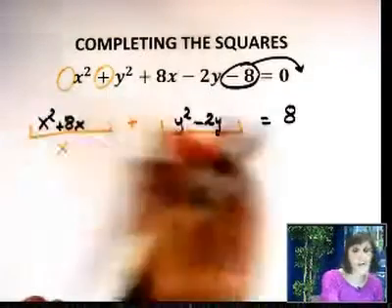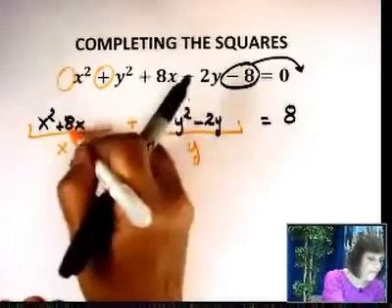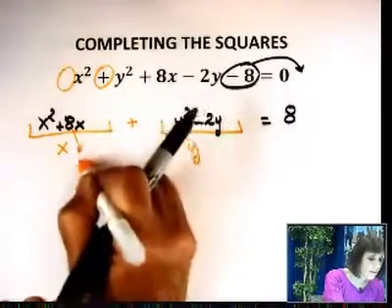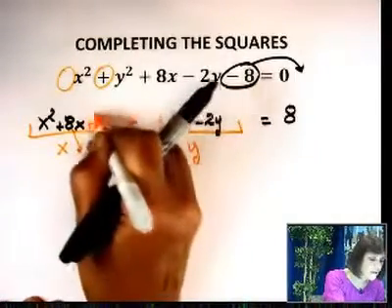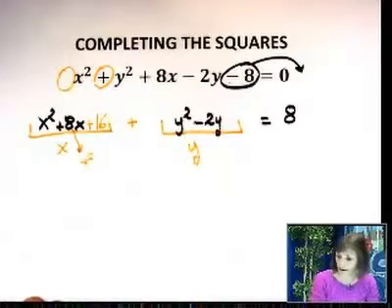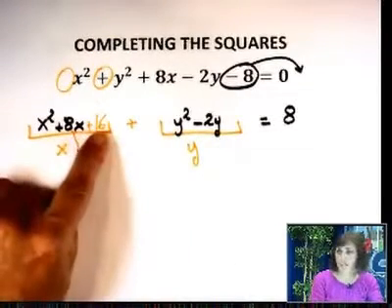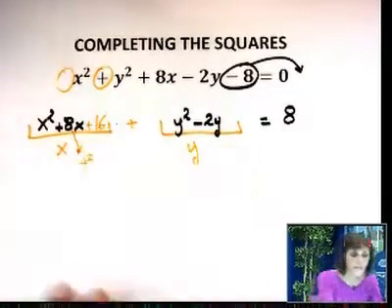Let's complete the squares on x and y separately. Half of 8 is 4. Square it, 16. All right? I added 16 here. I cannot just do that. I have to add 16 here.